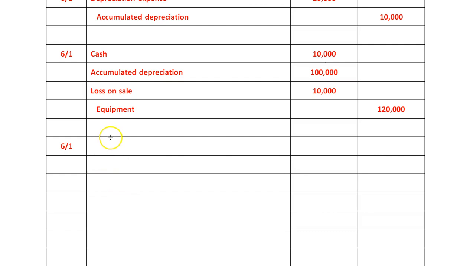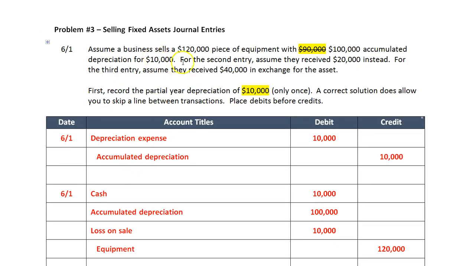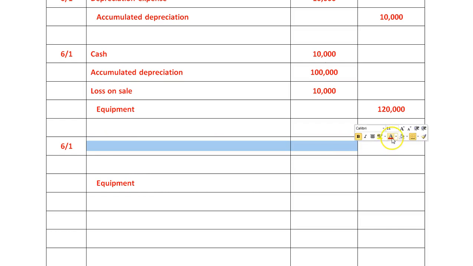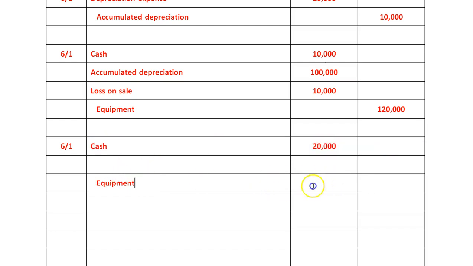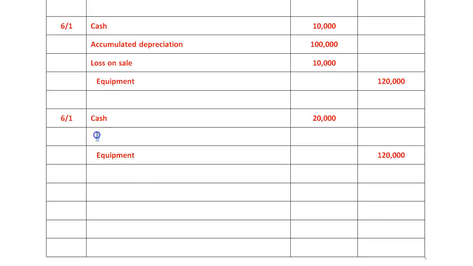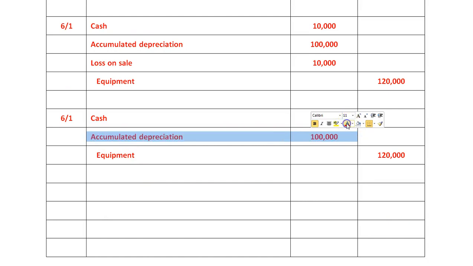We're going to take the equipment off again. And we can go and recognize the cash that we received. We're receiving 20,000 in cash. We're going to take the equipment off at its original cost, 120,000. And we're going to take the accumulated depreciation off at 100,000. Notice there's no gain or loss here because it perfectly balances out. We got 120 here and 120 here.